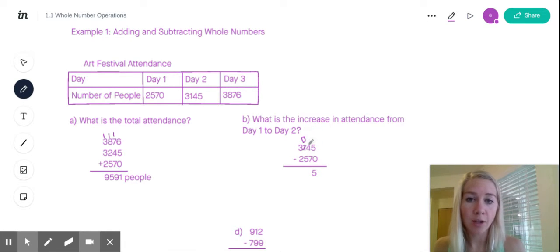And then I'm going to add a group of 10 to the 4. So my 4 is going to cross that out so I can write a little neater and a little bigger. My 4 becomes 14. So I brought a group of 10 over.